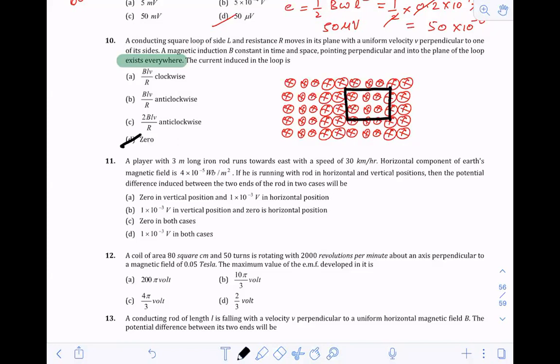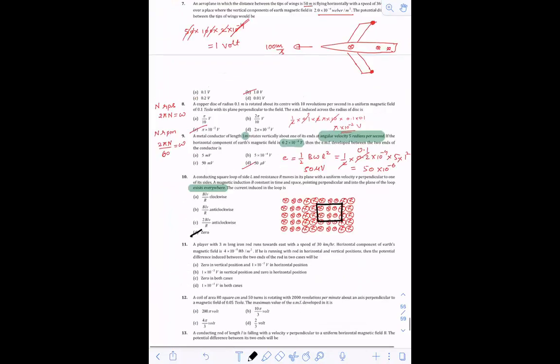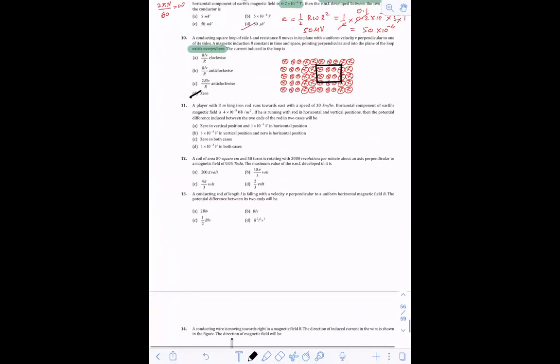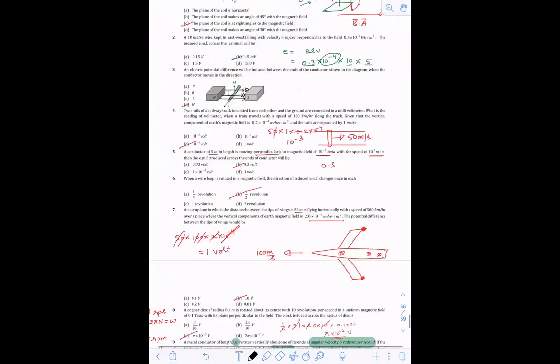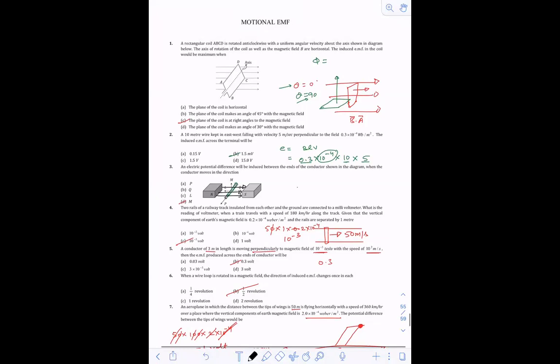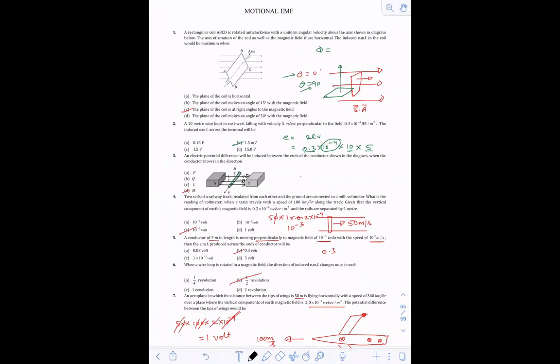So up to question number 10 we have solved. Just take down the remaining questions. Do it fast. The first 7 questions, with solution, you take, no problem. Do it fast.